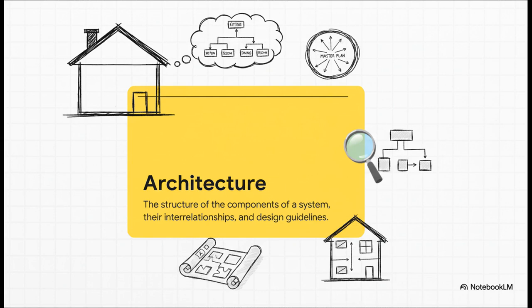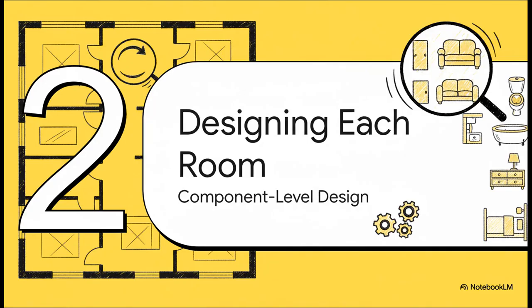So, if abstraction is about deciding on the rooms you need, a kitchen, a bathroom, 2 bedrooms, then architecture is the master floor plan that connects them all. It defines how the kitchen flows into the dining room, where the hallways go, how everything fits together. It's the overall structure of your software house. We've got our floor plan, it's looking good. Now it's time to zoom in and start designing each individual room.